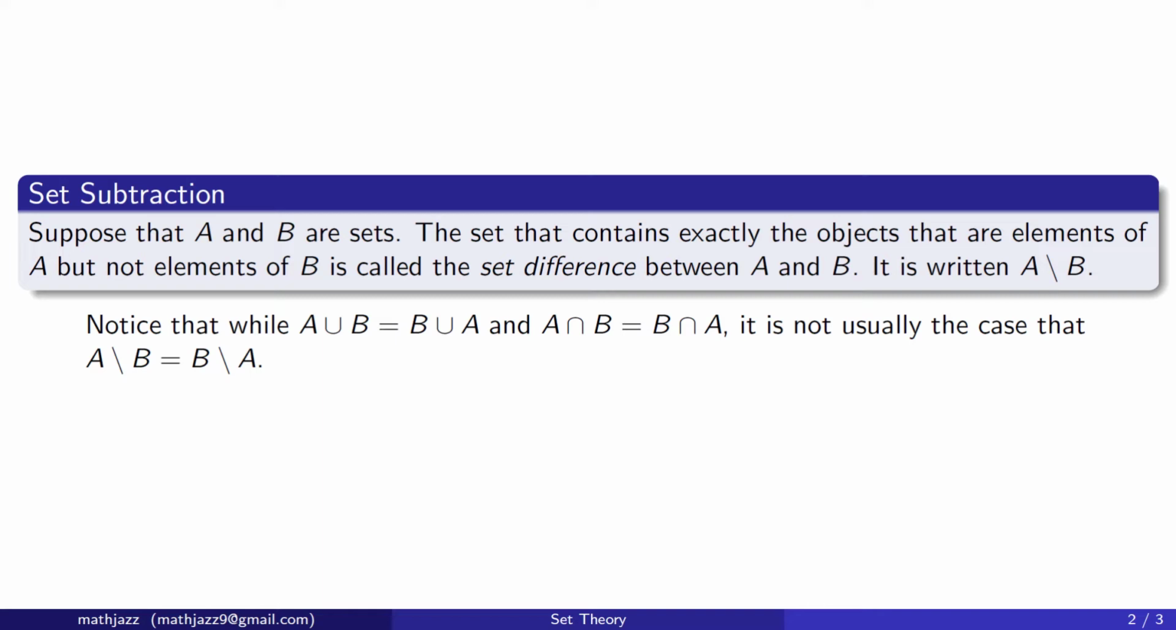Notice that for unions and intersections, the order does not matter. A union B is the same as B union A. A intersect B is the same as B intersect A. But it is not usually the case that A minus B equals B minus A. And that's actually kind of a lot like subtraction.